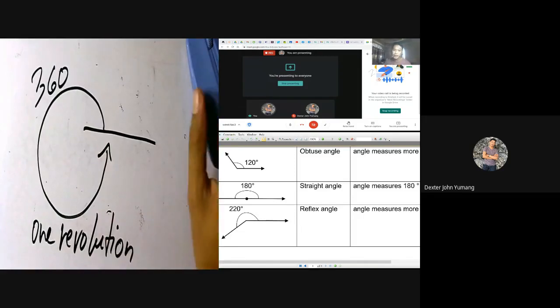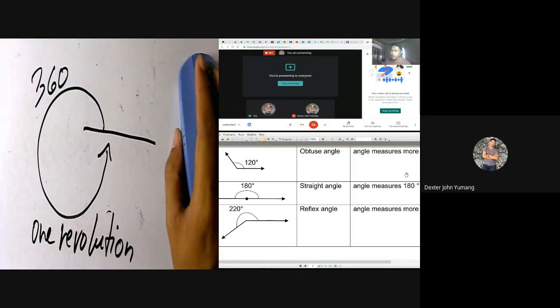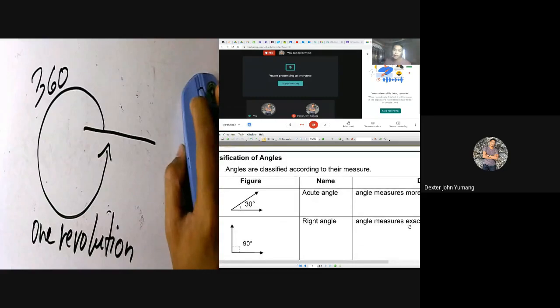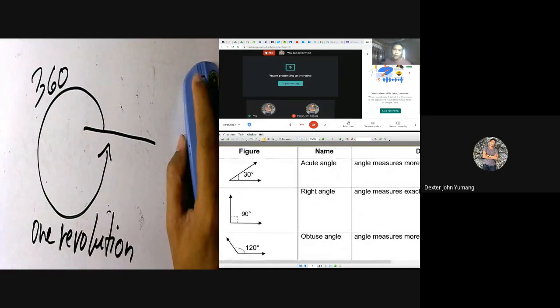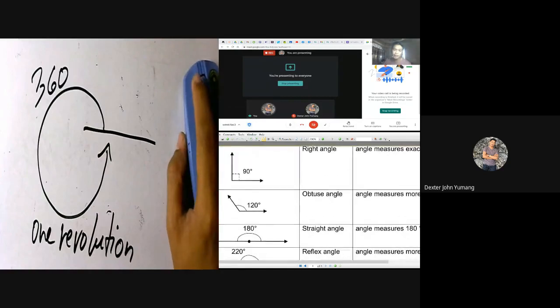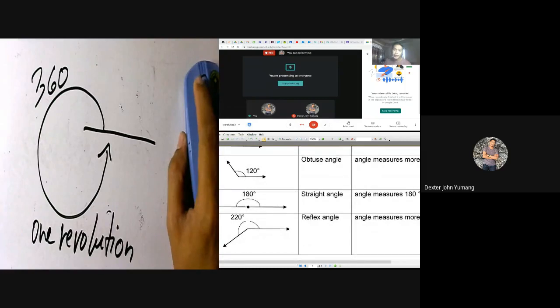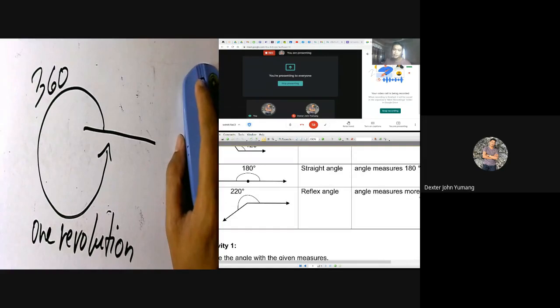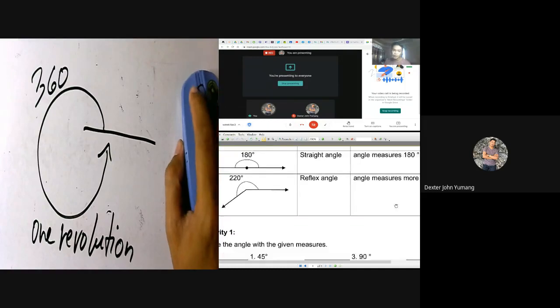So these are the different types of angles that we will be learning in this class. Again, as a review, we have the acute angle. It measures 0 to 90. A 90-degree angle is called the right angle. Obtuse angle naman po, 90 degrees up to 180 degrees. Hindi po kasali si 90, hindi din po kasali si 180. Next, straight angle, 180 degrees exactly. Next, reflex angle, 180 degrees up to 360. Hindi po kasali si 180, hindi din po kasali si 360 dyan. And the last one is 360 degrees, called one revolution.